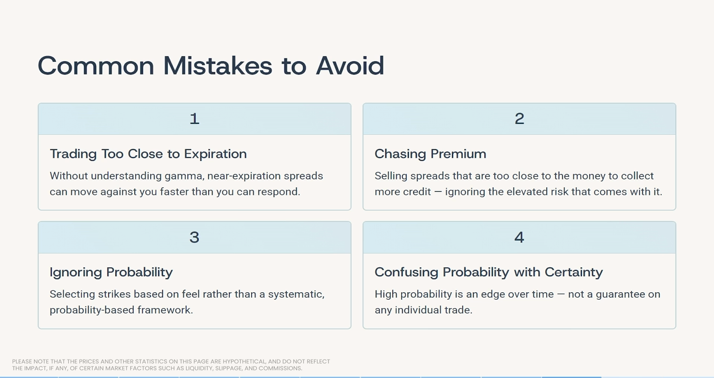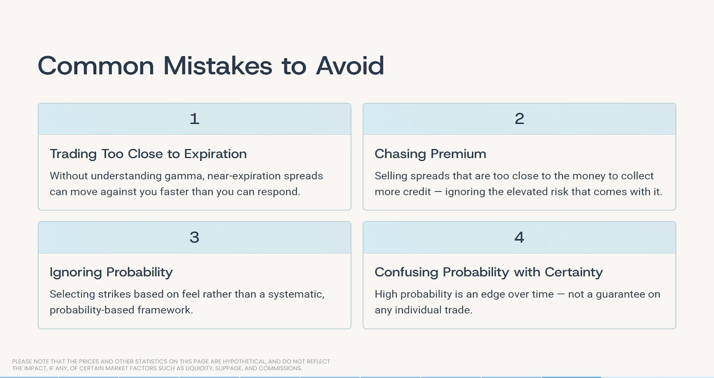Let's go through 4 common mistakes that people make and that you should avoid when selling credit spreads. The number 1 is trading too close to expiration. Without understanding gamma, near expiration spreads can move against you faster than you can respond. Number 2, chasing premium. Selling spreads that are too close to the money to collect more credit. This is ignoring the elevated risk that comes with it.